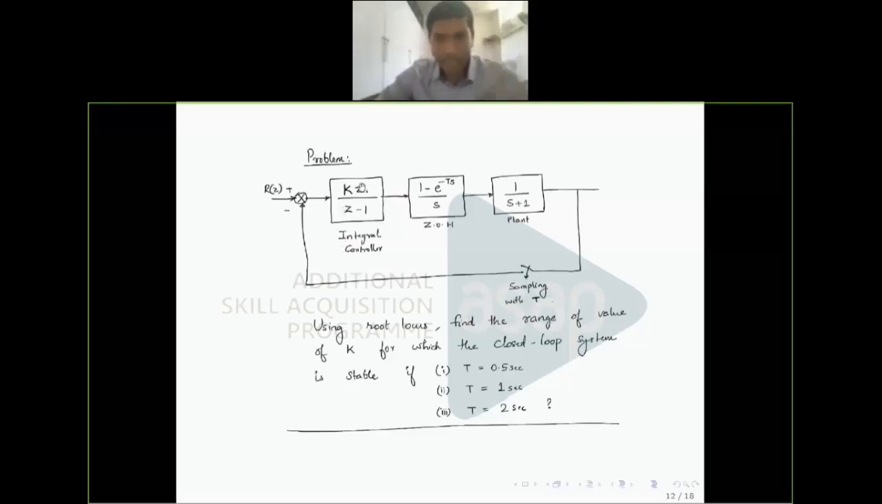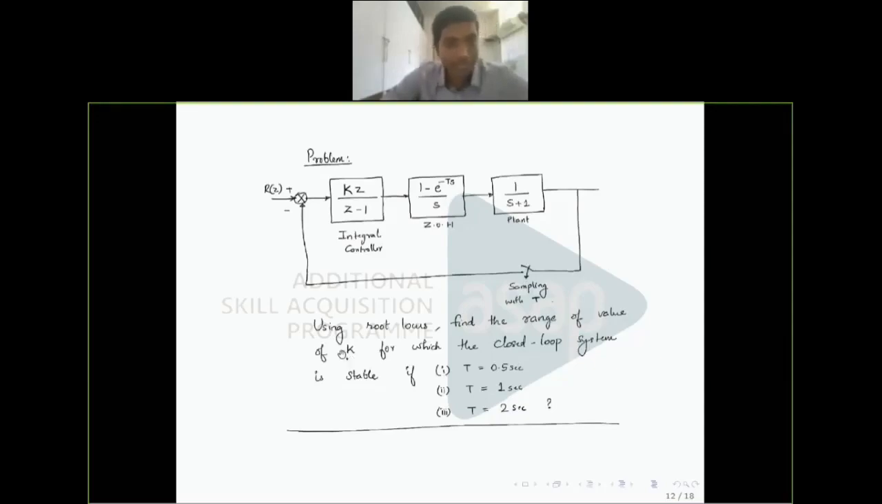controller gain k, and the structure of controller is z by z minus 1. And the question is, using root locus, you need to plot the root locus, find the range of values of this capital K for which the closed loop system is stable if capital T is 0.5, capital T is equal to 1 second, and capital T is equal to 2 seconds. So here the question is if you are changing the sampling period. Initially you consider that you are sampling at 0.5 seconds, then you sample at 1 second, and then you sample at 2 seconds. Is there any change in the range of values of k?